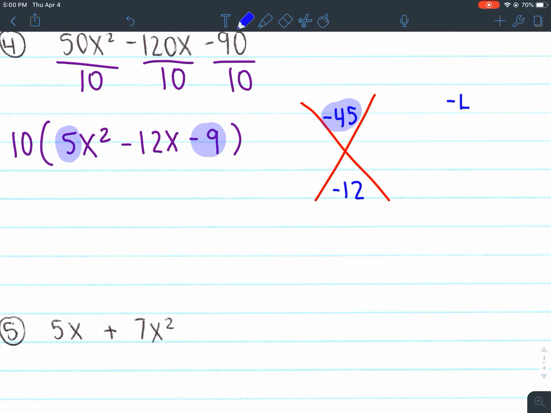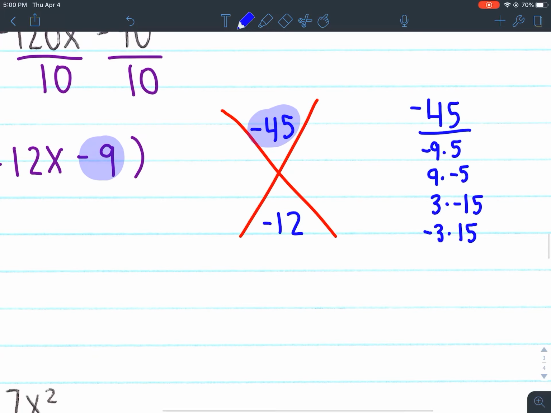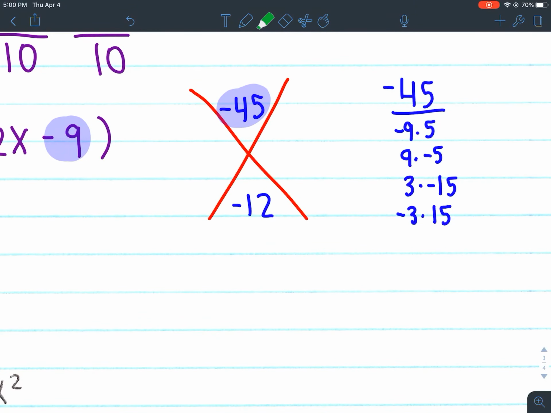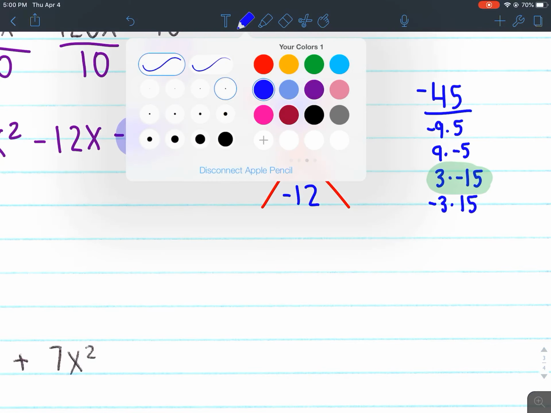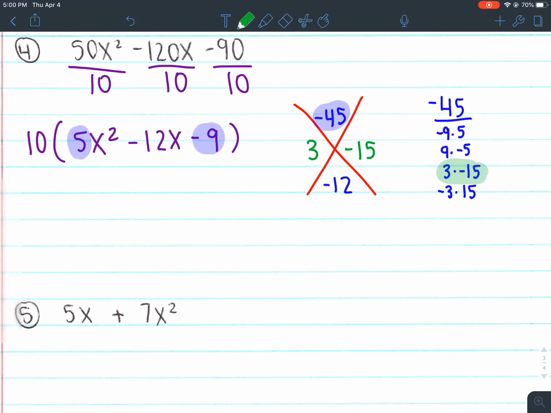Okay, so negative 45. Well, I know that negative 9 times 5 works. 9 times negative 5. 3 times negative 15. Negative 3 times 15. There are some more, but I actually only need these. So I want to look at which one of these adds to make negative 12. This third one will add to make negative 12: 3 plus negative 15. So I'm going to have 3 and negative 15 here.